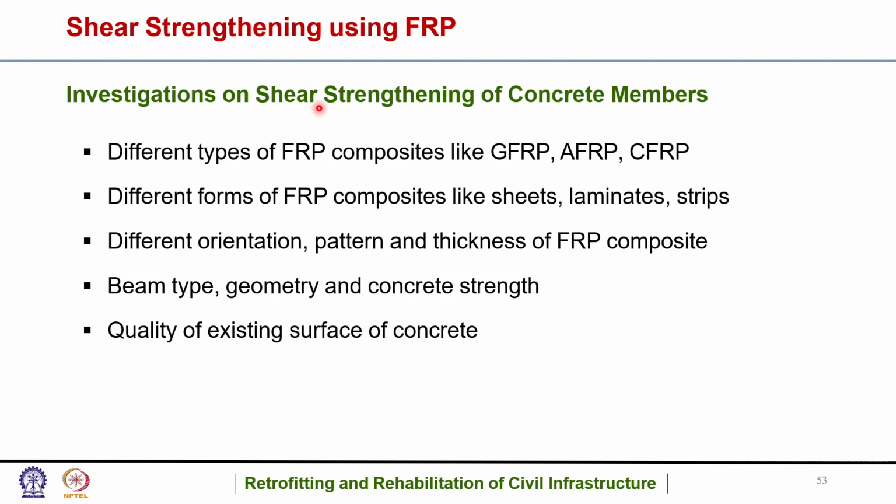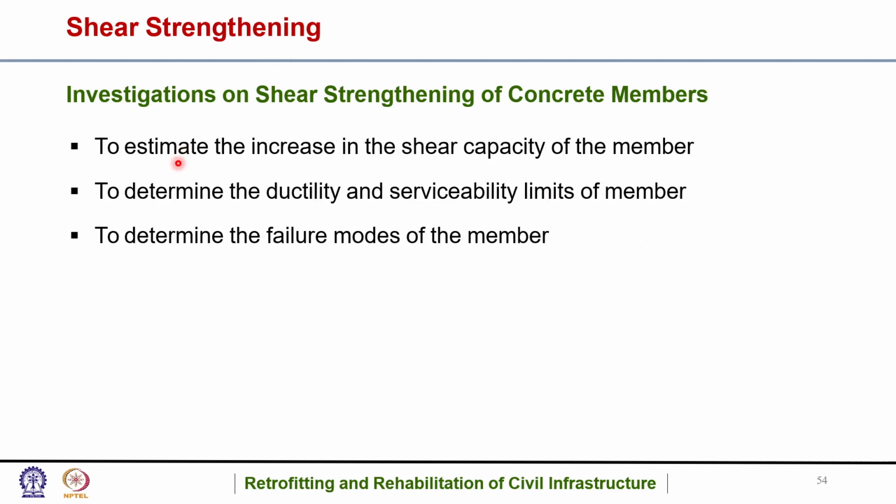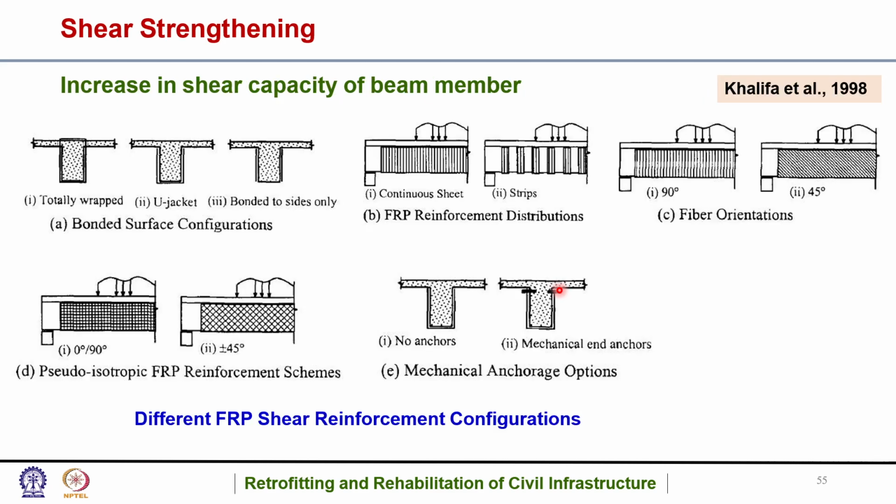So it is almost similar to the flexural strengthening. And it is done to estimate the increase in the shear capacity of the member, to determine the ductility and serviceability limits of the member, and to determine the failure modes of the member. So these are the main aims of the shear strengthening.